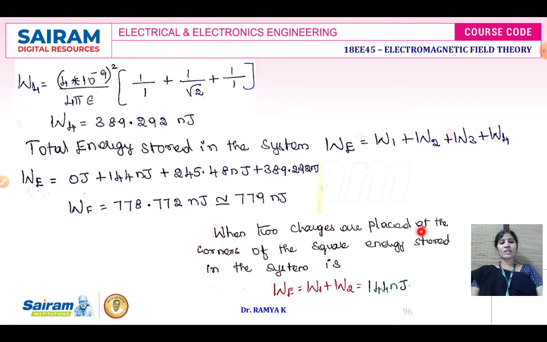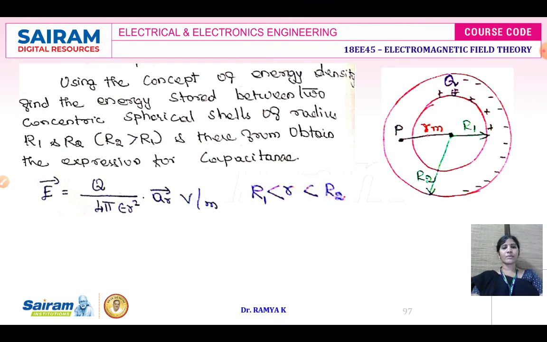When two charges are placed at the corners of the square, then the total energy stored will be only W1 and W2. That time it is equal to 144 nanojoules. Only when two charges are placed, the total energy stored is going to be 144 nanojoules.